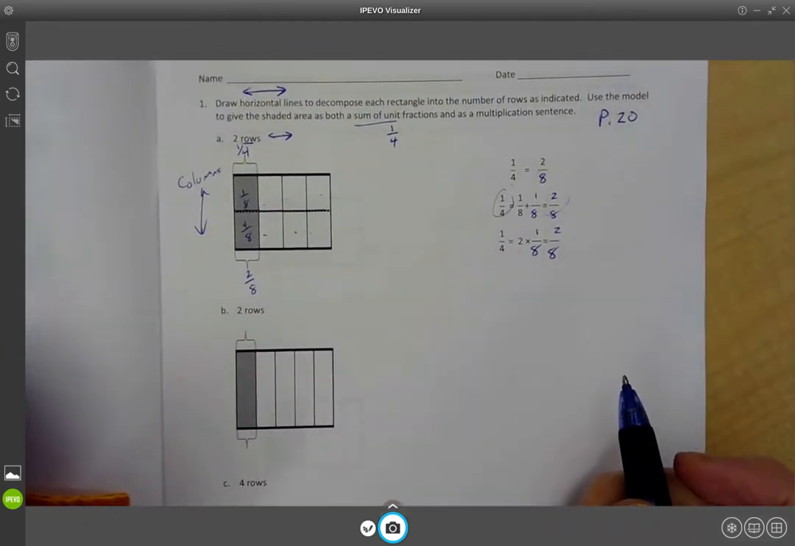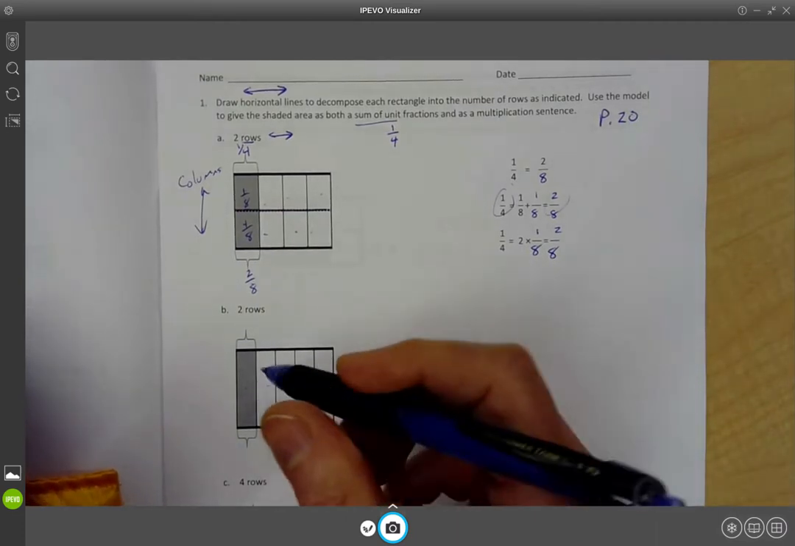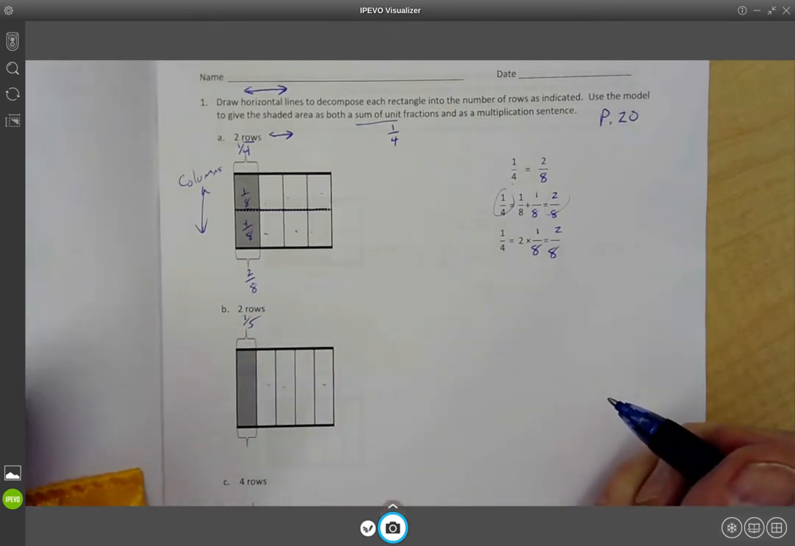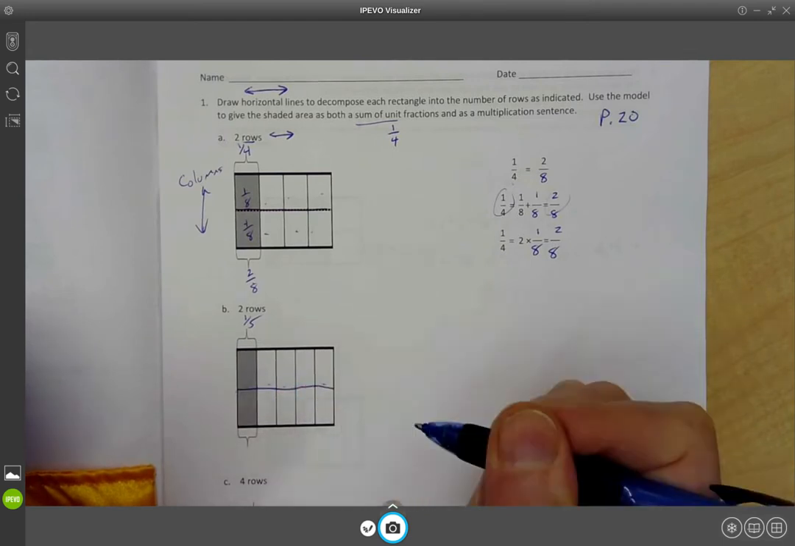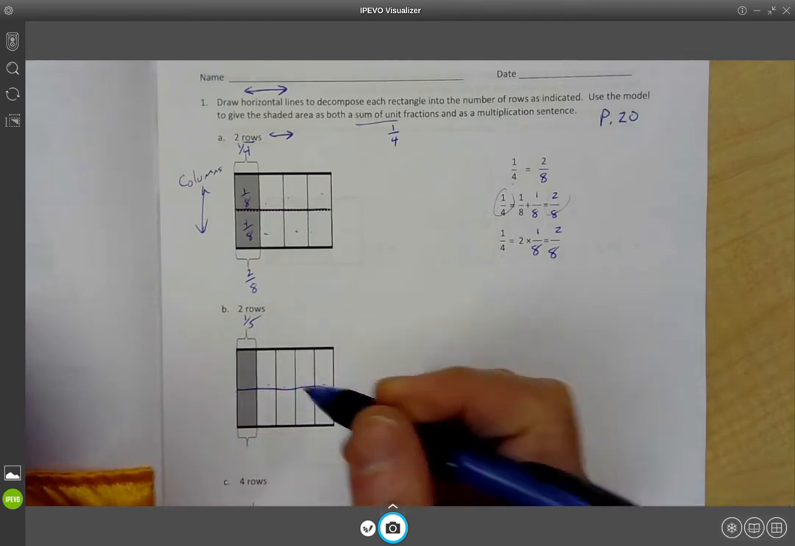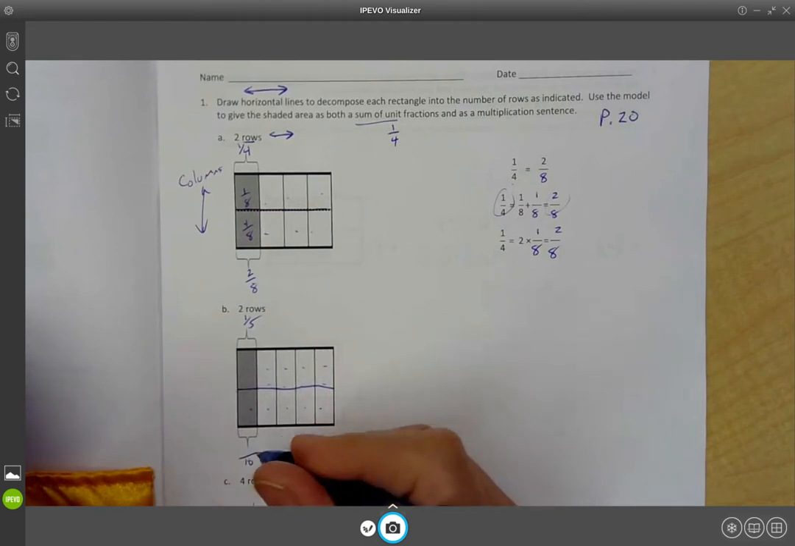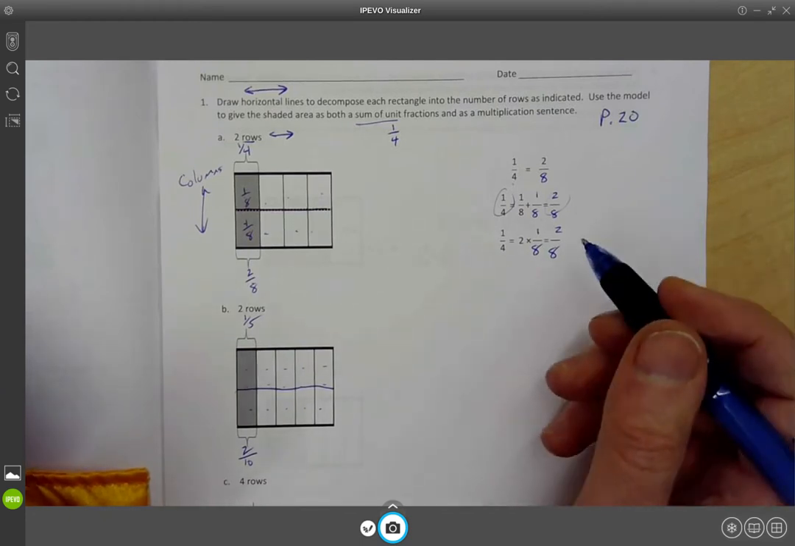All right, number 2. Let's see, the fraction is 1, 2, 3, 4, 5. It is one of the 5s. And we make 2 rows. 2 rows. And now what is it? It is 1, 2, 3, 4, 5, 6, 7, 8, 9, 10. There are 10 of them. And we have 2.